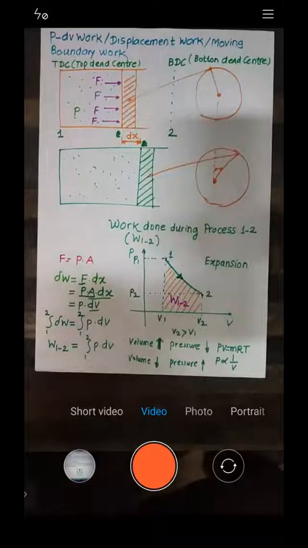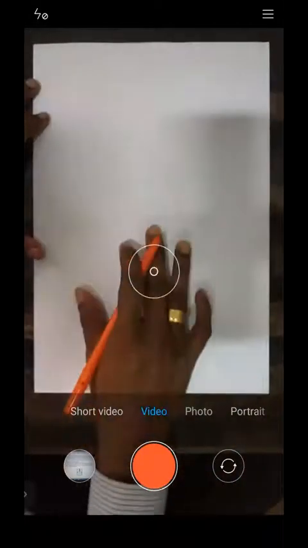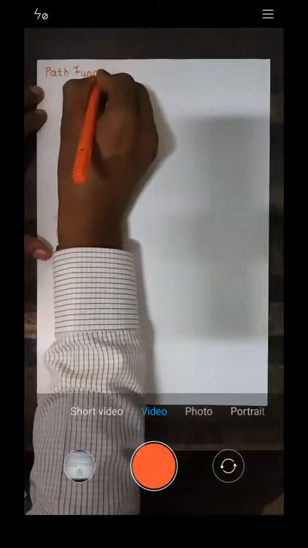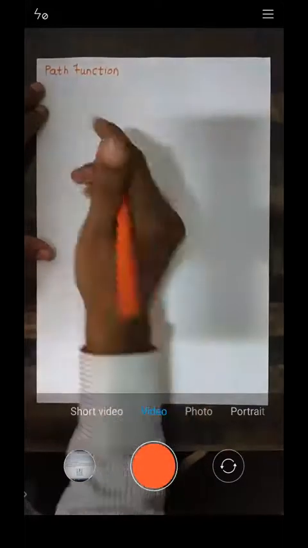Now, if this has been understood, now only I can move to the next point. I'll just brief you, in the last lecture I was not able to take that. So I'll just explain what is called a path function. Try to understand. Now I will just give you a simple example.